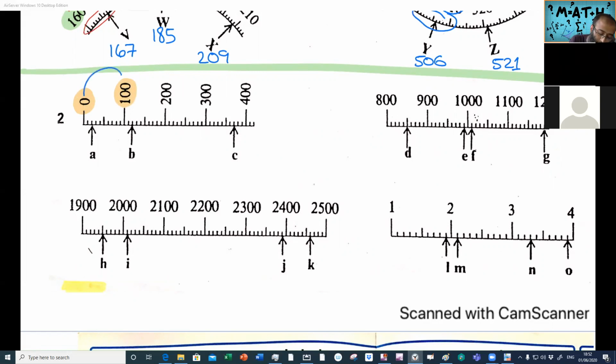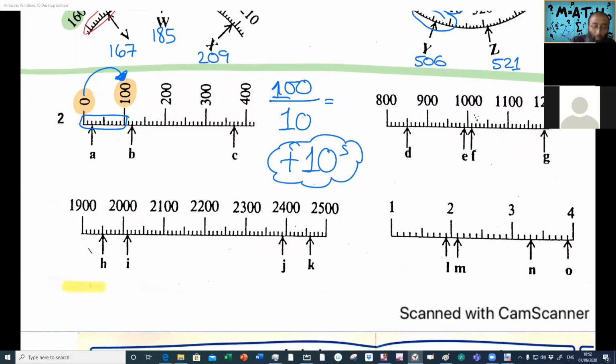So, Aisha, how much jump is it from 0 to 100? 100. Okay, how many little gaps do we have here? 10. What's 100 divided by 10? 10. So now, what are we counting in? In tens. We're not counting 0.1s anymore, we're not counting ones anymore. We're counting in tens now. So 0, 10.